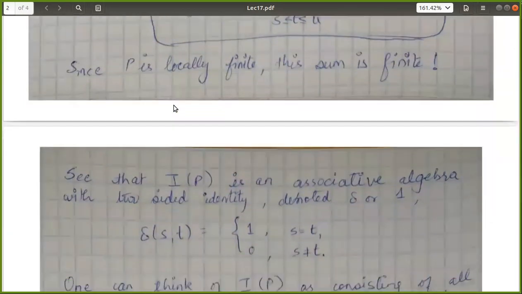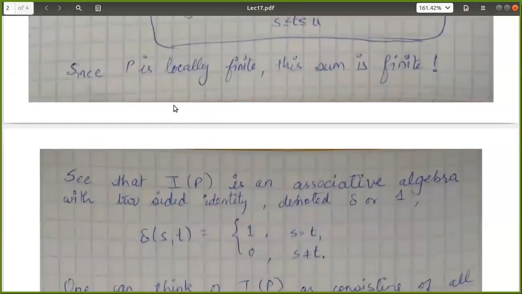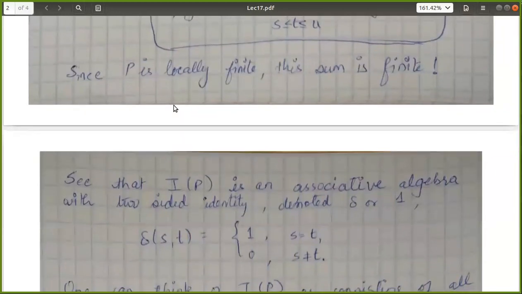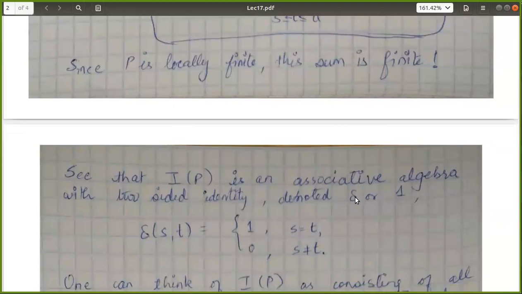So an associative algebra structure is there on IP, and it has a two-sided identity which we denote by delta, or the symbol 1, but mostly with delta. So delta of ST you define to be 1 if and only if S is equal to T. Okay. So it's like a characteristic function. It gives 1 only when S is the same as T and 0 otherwise. All right.